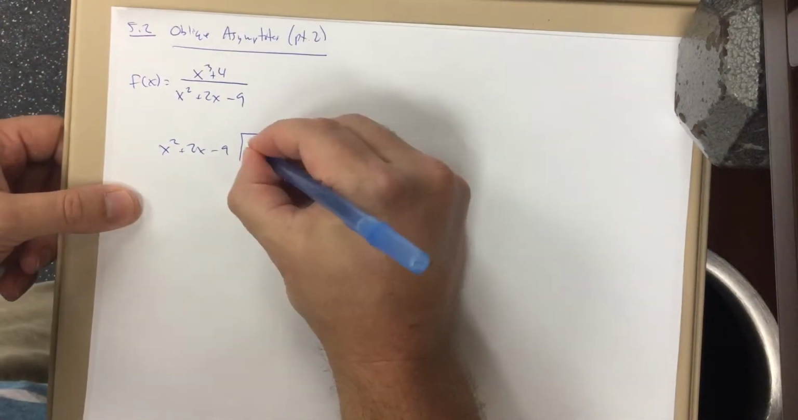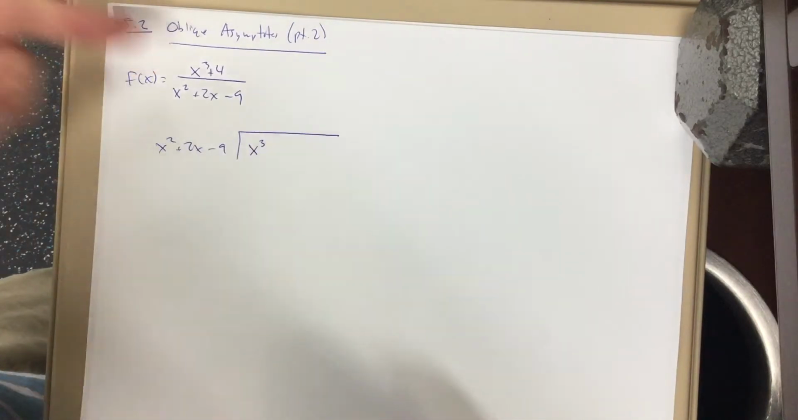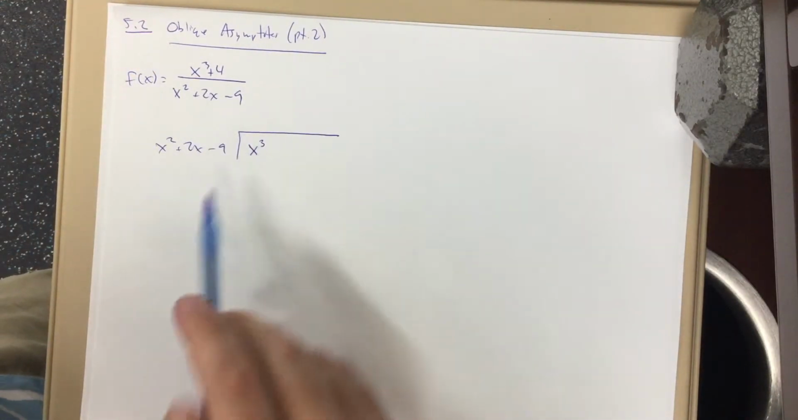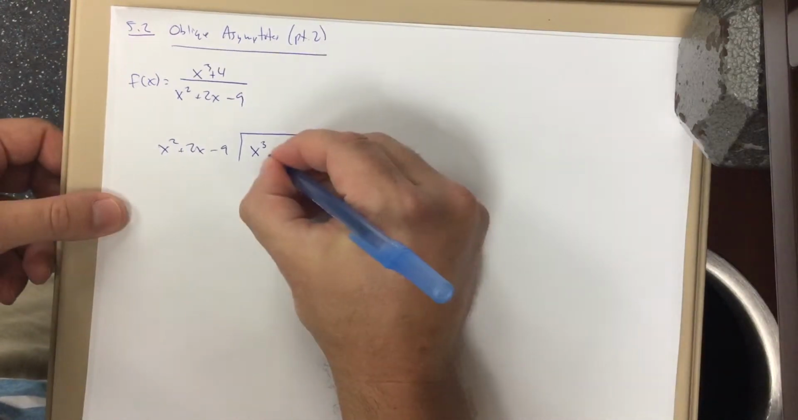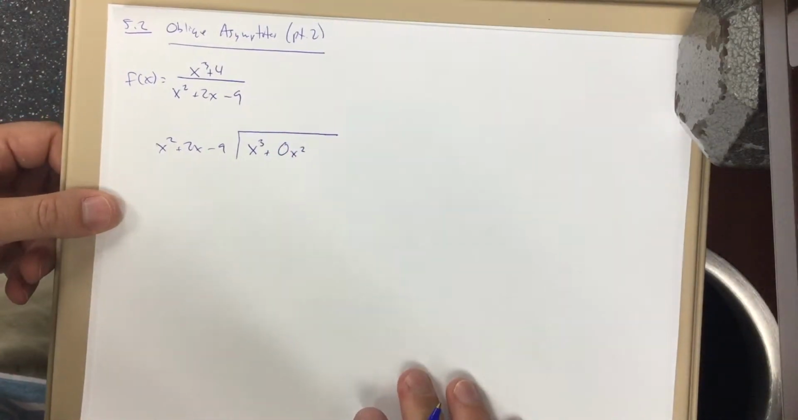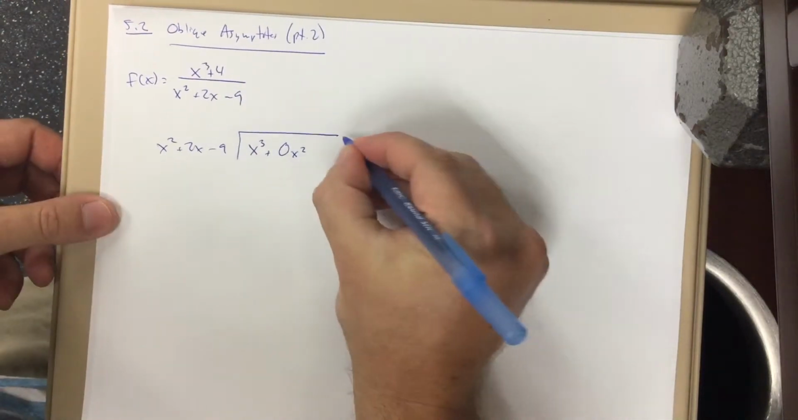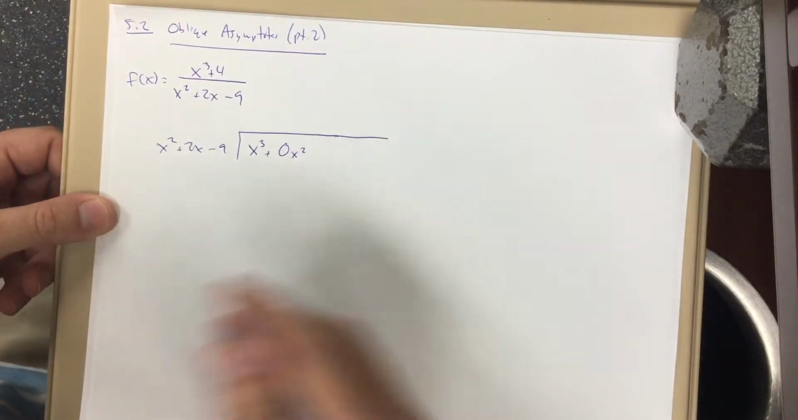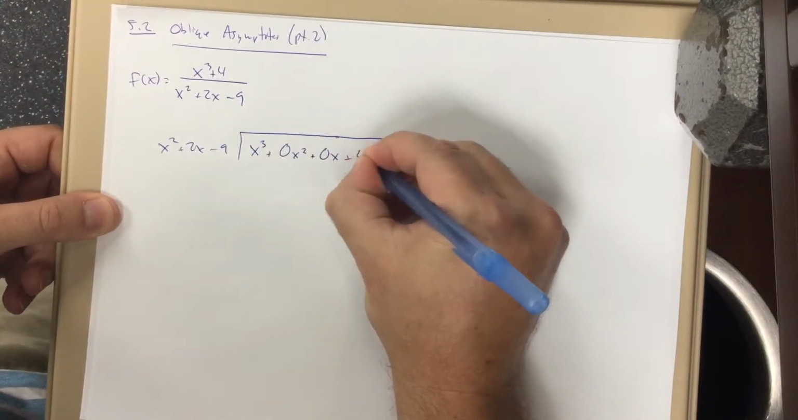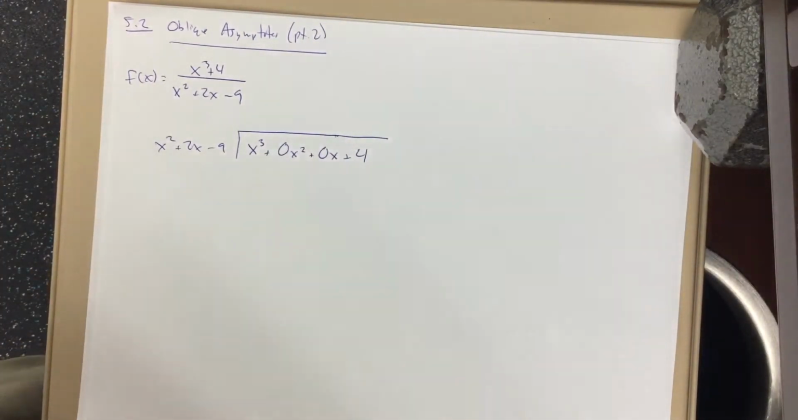And here's what I mean. We have our x cubed and we don't have any x squareds, but we need one here. We need a placeholder to be able to do the division. So we're going to say plus 0x squared, because we just need a placeholder there. Otherwise, it doesn't really work to do the division. And then plus 0x, and then plus 4. And that's going to make it work for us.